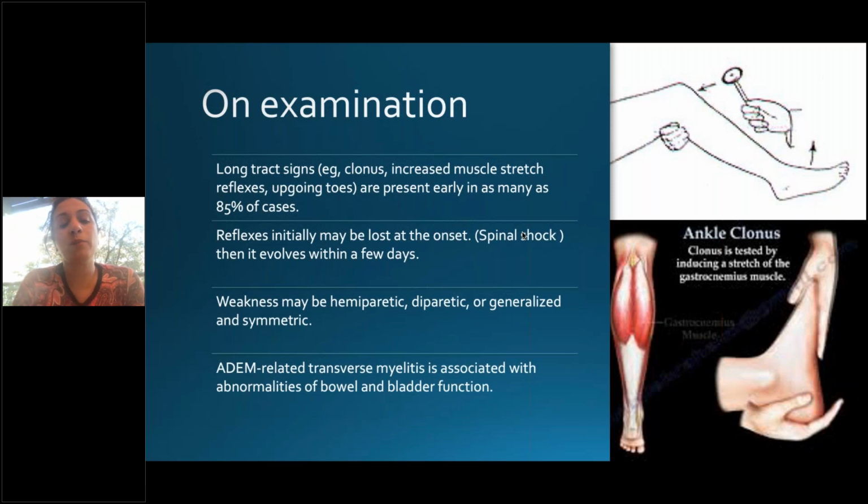There are other presentations for ADEM that could happen in continuity with ADEM. For example, they can present with bilateral affection of their optic nerve, like optic neuritis. In those cases, we would have to do an MRI brain and spine to check there are no other changes there.